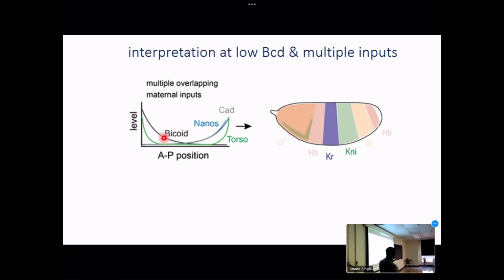Those are at a very low level of decoy, you can see here, they come around roughly 50% where decoy concentration is very low. And now you can see these cells are not only sensing decoy, they also have other inputs called nanos, caudal or torso-like. So how do these cells in a confusing environment determine whether they should be on or off, and how are these regulations happening?